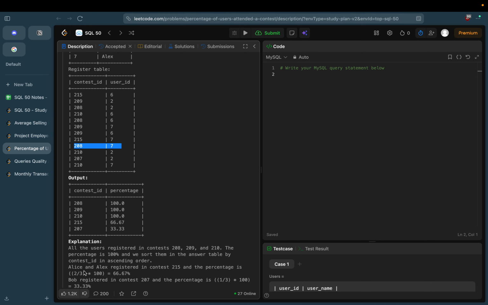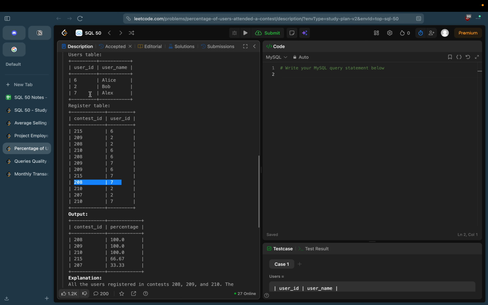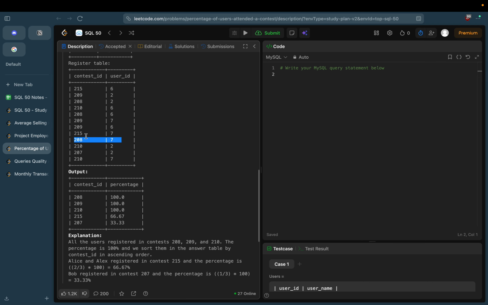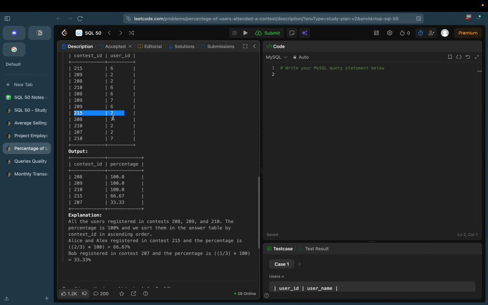Then Alice and Alex registered in contest 215, and the percentage is 2 by 3. Okay, so we have a total of 3 users, and Alice and Alex, that is 6 and 2, have participated in the contest 215. We only have 2 rows over here. For 7 we don't have a row, hence we get 2 divided by 3, that is 66.67%. Bob registered in contest 207.